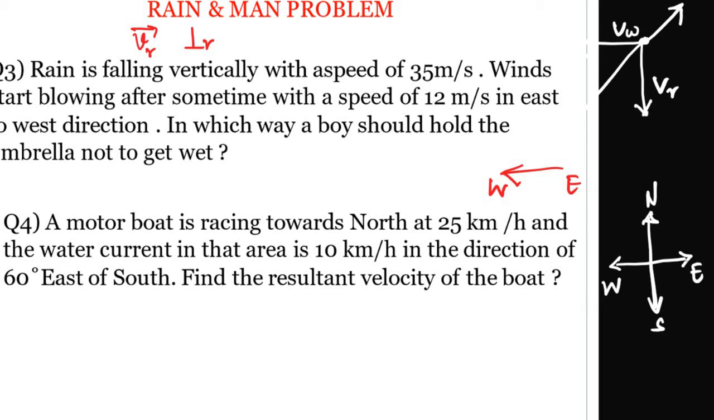The water current in that area is 10 km per hour. Is it in the same direction? No, it is not downstream. It is in the direction of 60 degree east of south. What do you mean by east of south? When it is told that it is east of south, you must understand the direction. It is pretty necessary that you understand what direction is emphasized. East of south means it would be like this.